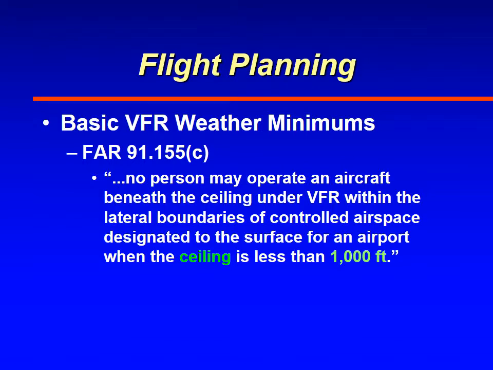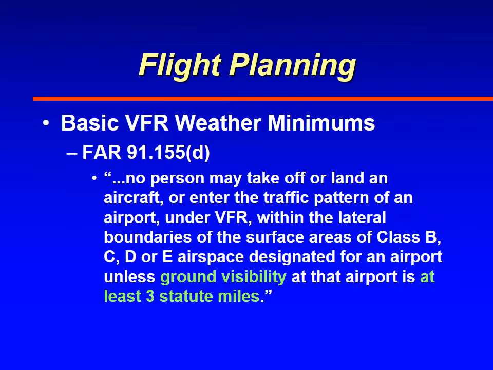According to Federal Aviation Regulation 91.155(c), no person may operate an aircraft beneath the ceiling under VFR within the lateral boundaries of controlled airspace that goes down to the surface for an airport when the ceiling is less than 1,000 feet. It goes on to say that no person may take off or land an aircraft or enter the traffic pattern of an airport under VFR within the lateral boundaries of the surface areas of Class B, C, D, or E airspace designated for that airport unless the ground visibility is at least 3 miles.